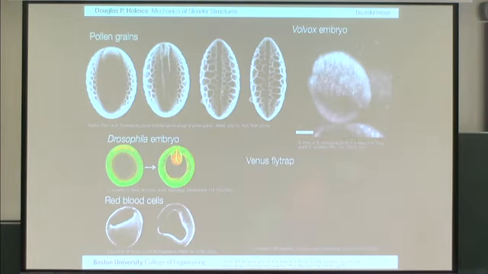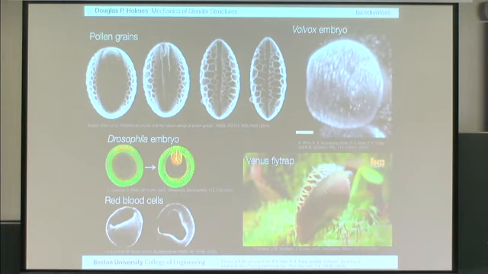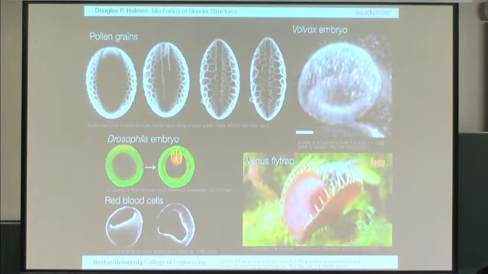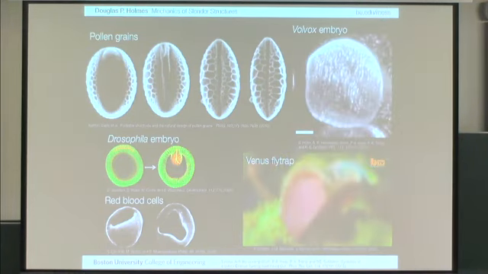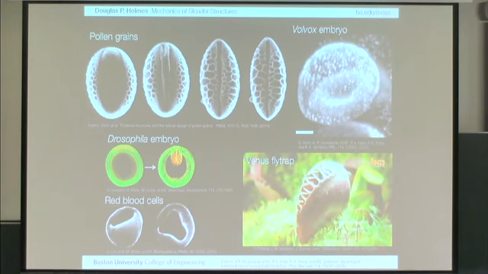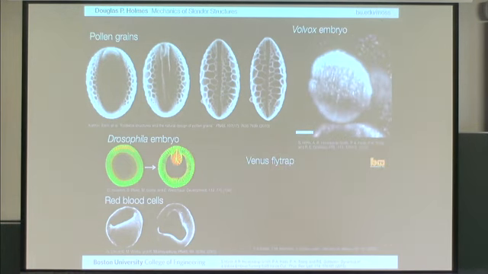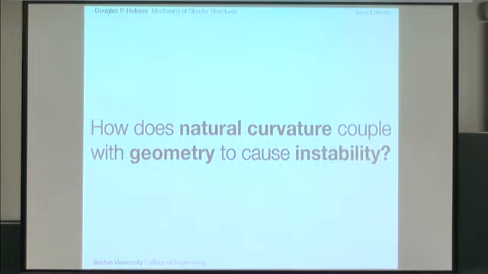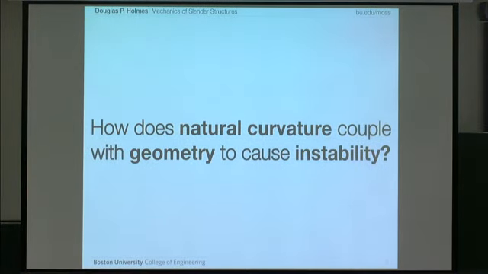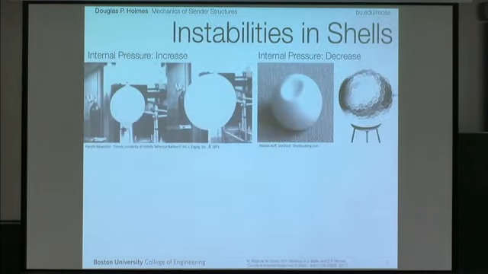And this is probably a famous example with the snap-through of a Venus flytrap, in which swelling within the leaves induces a curvature change. This curvature stimuli induces a snap-through instability. And so what I want to talk about today is understanding how natural curvature will couple with geometry to induce instability. So I'm going to specifically focus on shells.